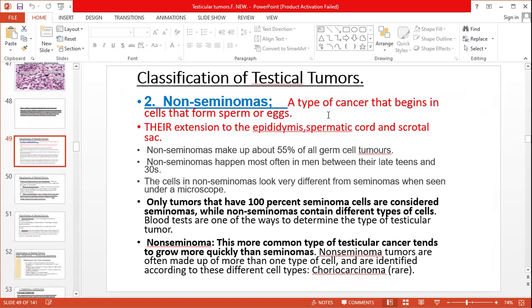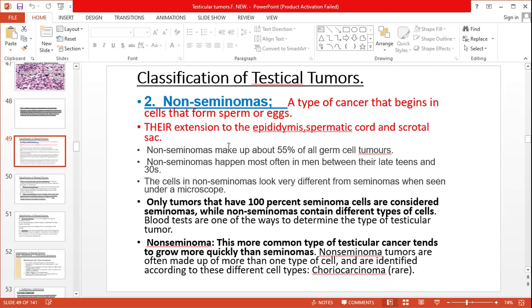Non-seminomatous tumors are a type of cancer that begins in a cell that forms the sperm or eggs. Extension to the epididymis, spermatic cord, and scrotal sac. Tumors that have 100% seminoma cells are considered seminomas. Non-seminomas contain different types of cells. A blood test is one of the ways of determining the types of testicular tumors.